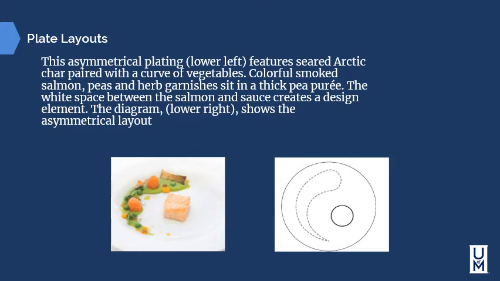This asymmetrical plating, which is on the lower left, features seared Arctic char paired with a curve of vegetables. Colorful smoked salmon, peas, and herb garnishes sit in the thick pea puree. The white space between the salmon and the sauce creates a design element. The diagram on the lower right shows the asymmetrical layout.